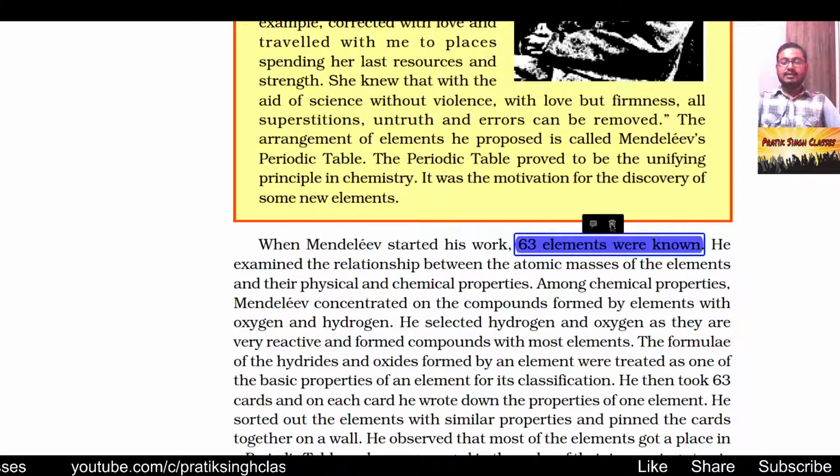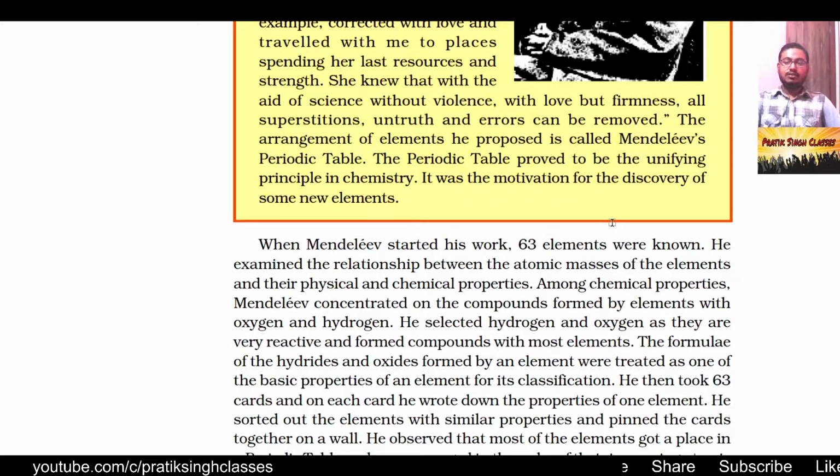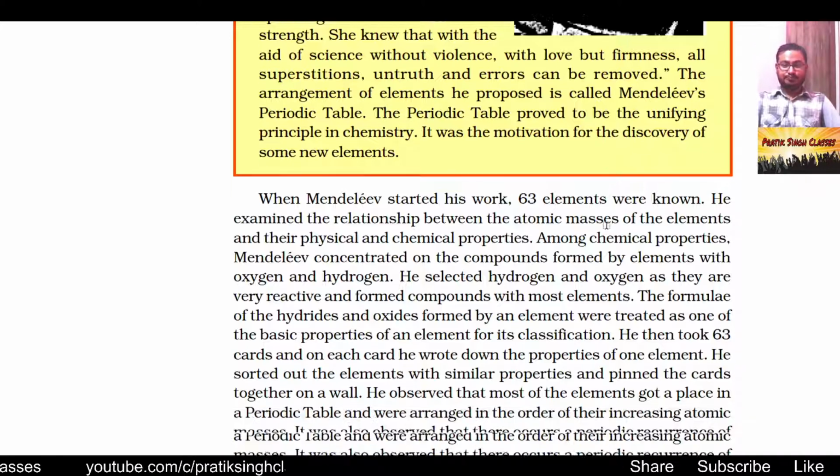Scientists these days are trying to find elements which are not known till now. Sometimes they are trying to make synthetic elements, or they are also trying to trap elements from outside the earth, that means from space.